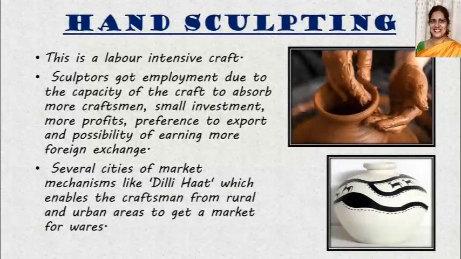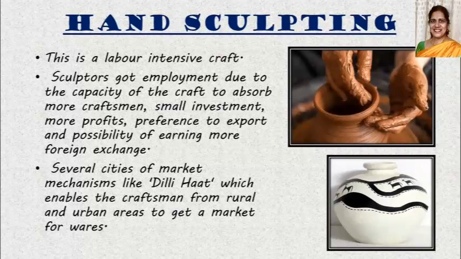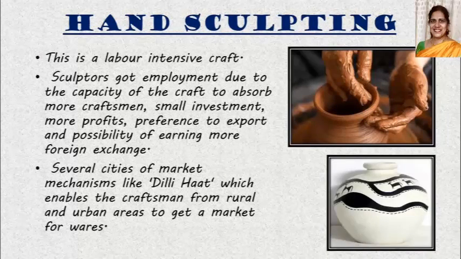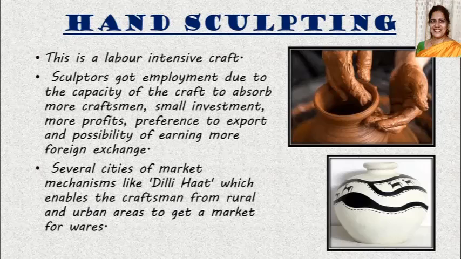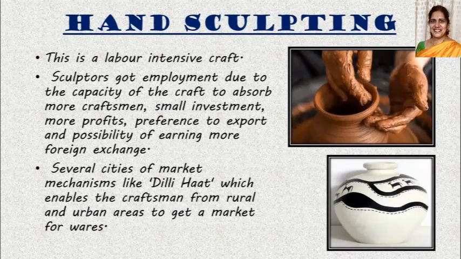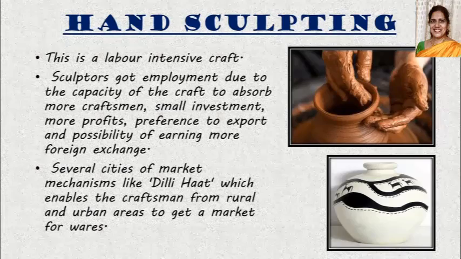Next is the hand sculpting. It is a labor-intensive craft, and sculptors got employment due to the capacity of the craft to absorb more craftsmen, having small investments, creating more profits, preference to export, and possibility of earning more foreign exchange. Many cities have market mechanisms by name of Delhi Haat, which enables the craftsmen from rural and urban areas to get a market price for their wares.